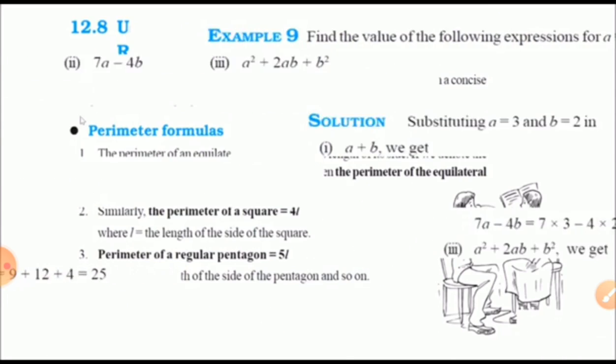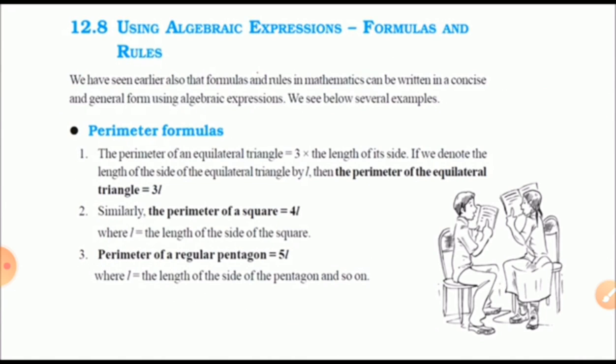Very simple way it is given. Okay, 12.8. Using algebraic expressions, formulas and rules, which are very useful for our perimeter, areas, volumes. We already studied these things about perimeter. The perimeter of an equilateral triangle is 3 into the length of the sides. If we denote the length of the side of an equilateral triangle by L, then the perimeter of the equilateral triangle is 3L. 3 and L are the algebraic expression.